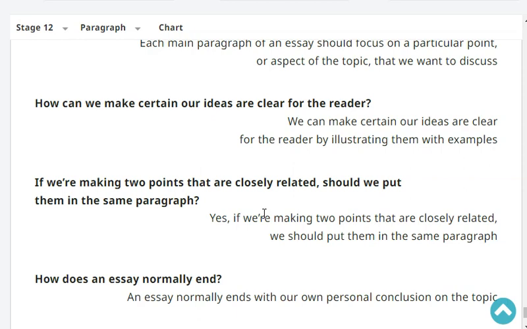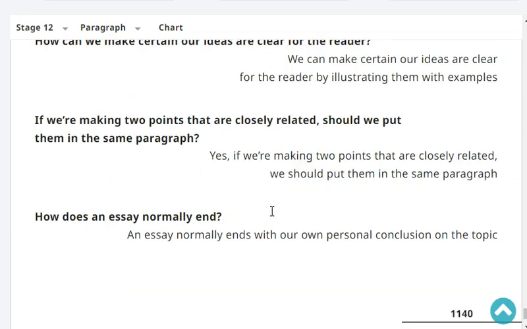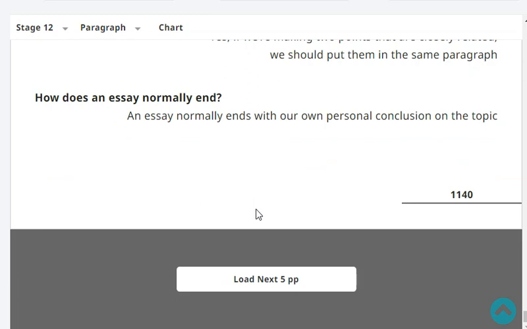If we are making 2 points that are closely related, should we put them in the same paragraph? Yes. If we are making 2 points that are closely related, we should put them in the same paragraph.